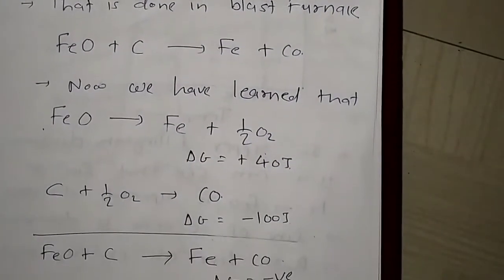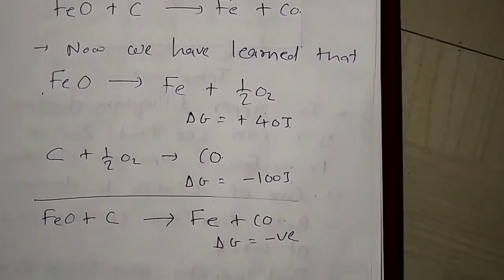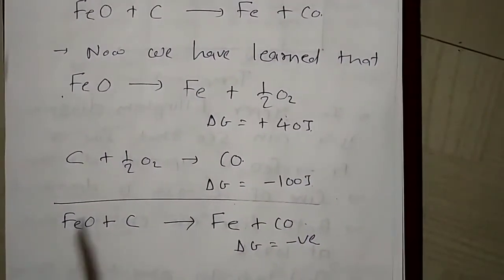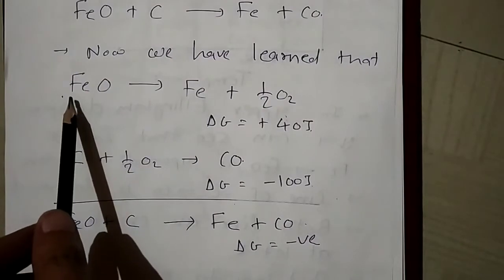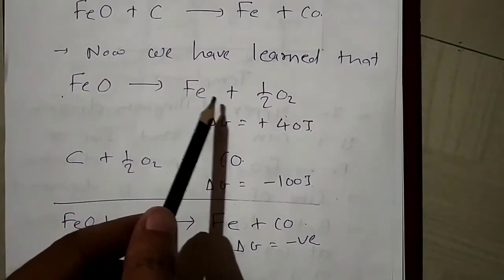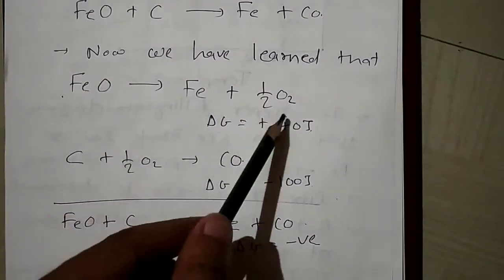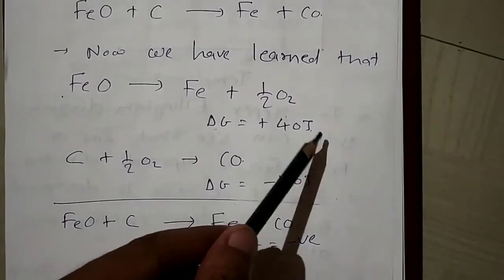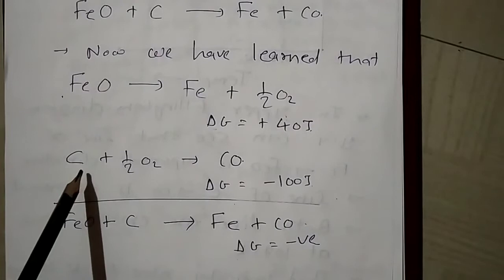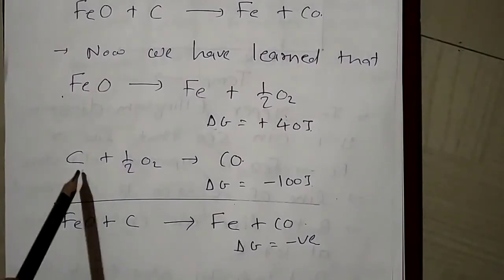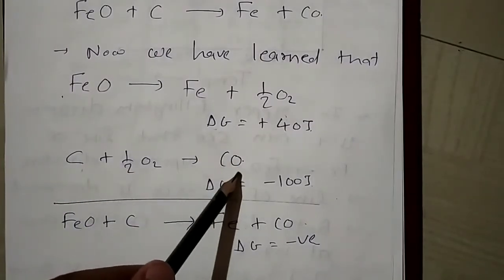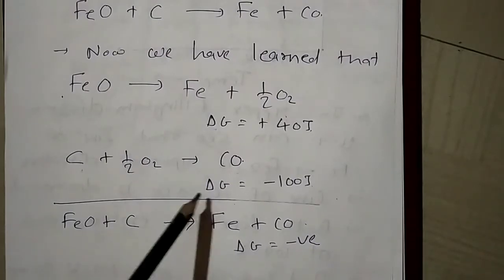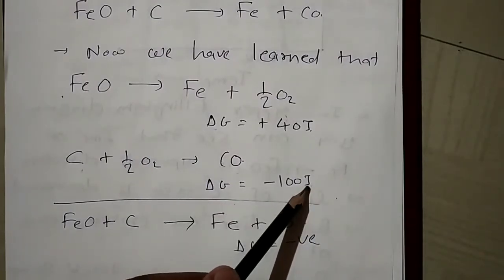Now for this process we have learned the thermodynamics statements. FeO gives Fe plus 1/2 O2, and for this reaction the Gibbs free energy delta G is equal to plus 40 joules. And for the second process, carbon plus 1/2 O2 gives carbon monoxide, the Gibbs free energy is minus 100 joules.